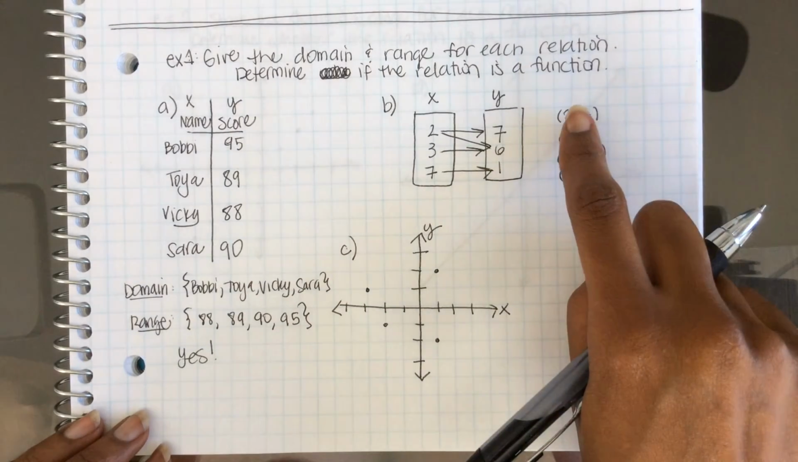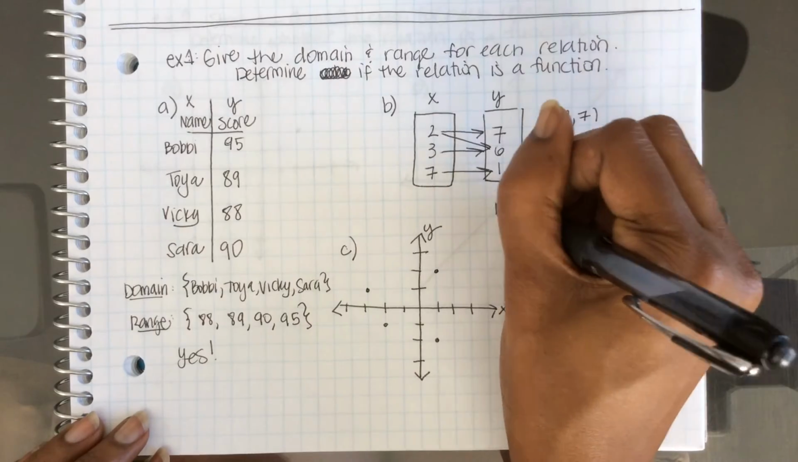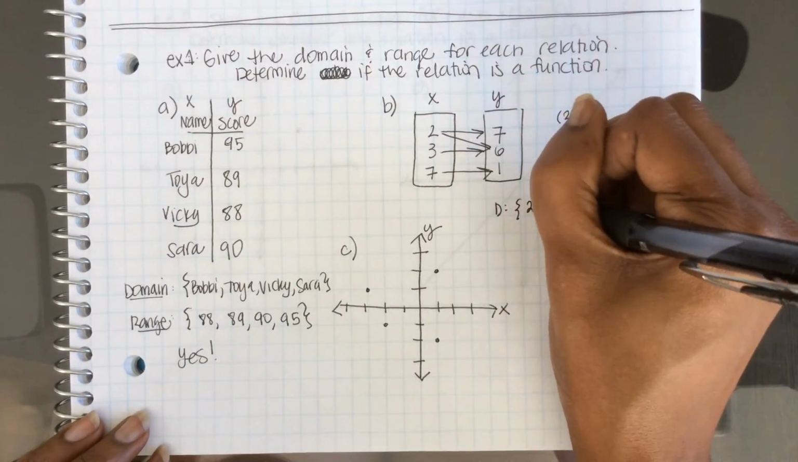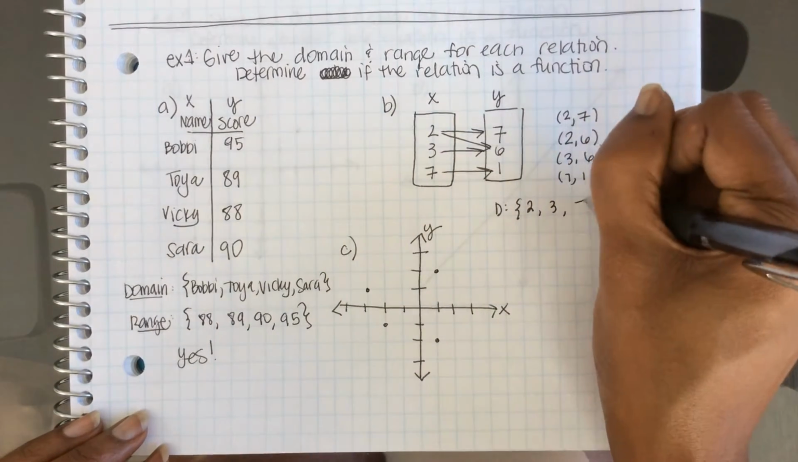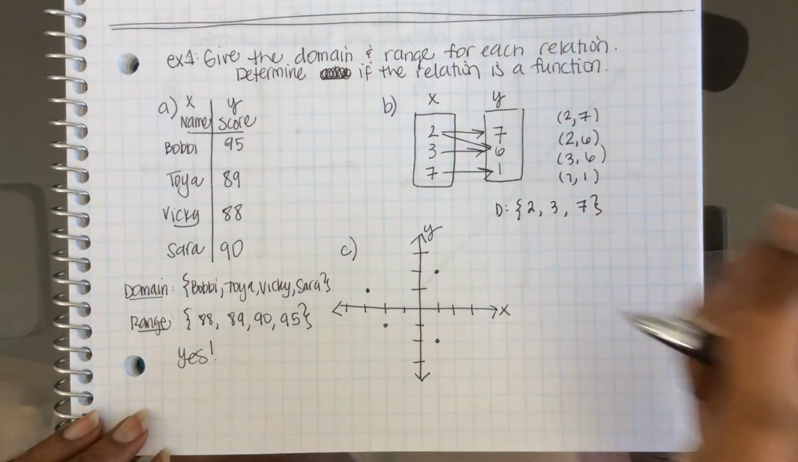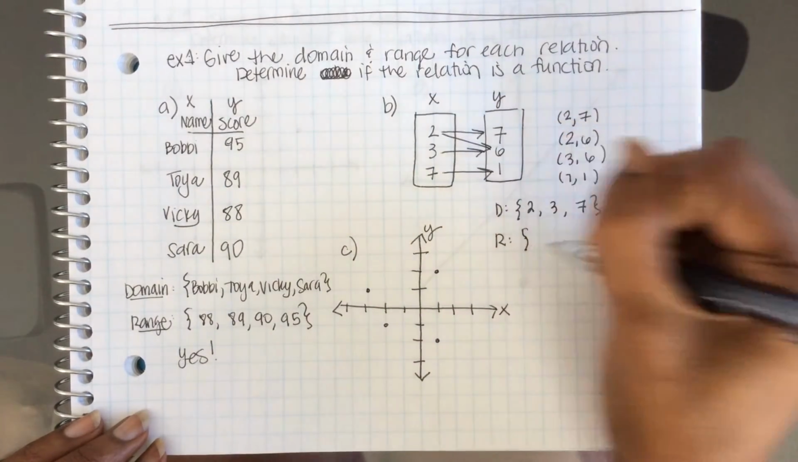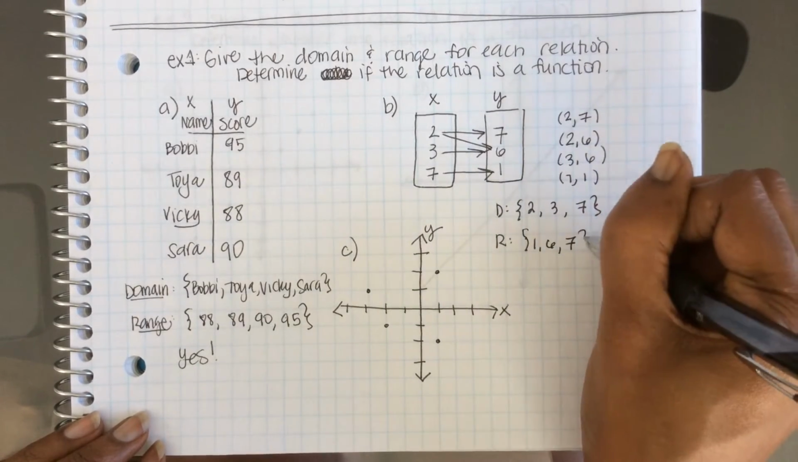So my domain are all of my possible x values. So my domain with my braces as a set, well, there's 2. It's there twice. I don't need to repeat it. 3 and 7 from least to greatest. And my range, 3 possible values, 1, 6, or 7.